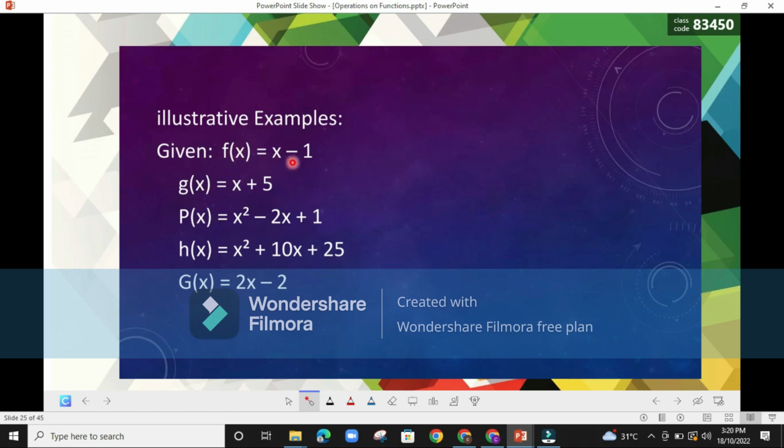Given f of x is equal to x minus 1, g of x is x plus 5, p of x is equal to x squared minus 2x plus 1, h of x is equal to x squared plus 10x plus 25, g of x is equal to 2x minus 2.